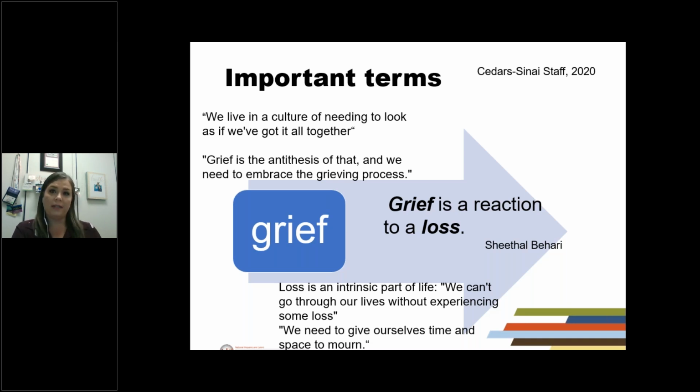The Cedars-Sinai staff in 2020, addressing what we're living through in this pandemic, cited that we live in a culture of needing to look as if we've got it all together. So grief becomes the antithesis of that, and we need to embrace the grieving process. Loss is an intrinsic part of life. We can't go through our lives without experiencing some loss. So we need to give ourselves time and space to mourn.